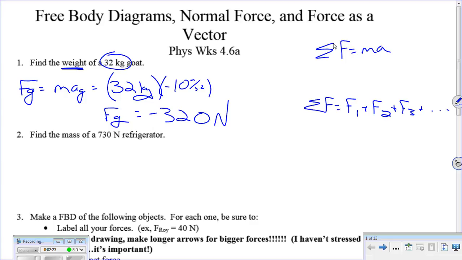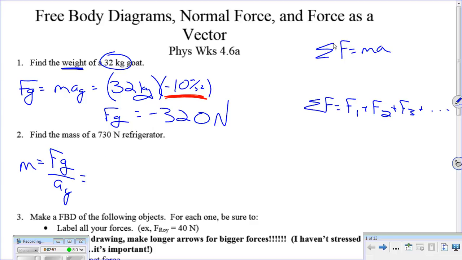AG, acceleration of gravity. Remember, this acceleration of gravity is always going to be negative 10. Good? Number 2, instead of giving you the mass, this time I give you the 730 newtons. So what's the 730 newtons a measure of? That's the force of gravity, right? So to find the mass, you got to divide by the acceleration of gravity.